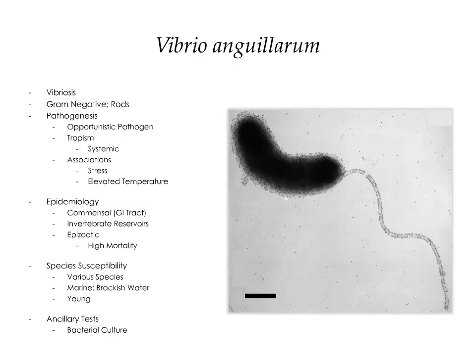In regards to epidemiology, this is a commensal organism of the gastrointestinal tract. However, invertebrates within the environment can serve as reservoirs. Epizootics are associated with high mortality. Various species within the marine and brackish water environments are susceptible to infection. However, the young are particularly predisposed. Ancillary testing includes bacterial culture.